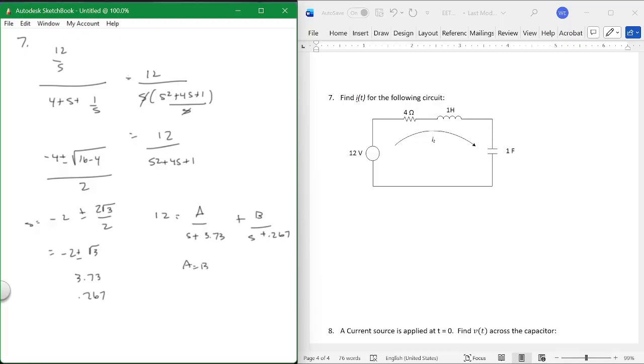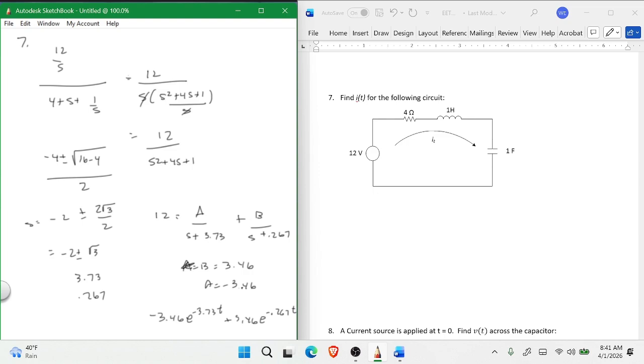A is equal to minus 3.46, b is equal to 3.46. So our final answer is I equals minus 3.46 e to the minus 3.73 t plus 3.46 e to the minus 0.267 t, or thereabouts.